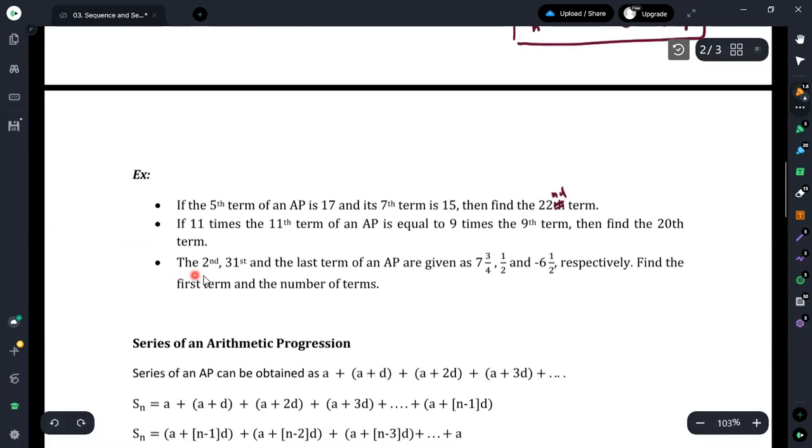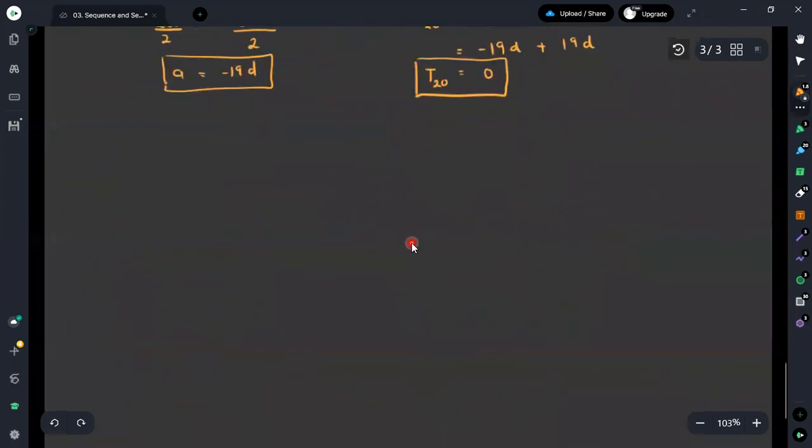Then in the third example, the second, 31st, and the last terms of the arithmetic progression are given as 7, 3 3/4, and minus 6 1/2 respectively. We are asked to find the first term and the number of terms for this exercise. Therefore, first we need to find the appropriate equations for the terms associated with the second, 31st, and the last. Thereafter, we can simply solve these equations and obtain the value of the first term and the number of terms. So we are given the second term.